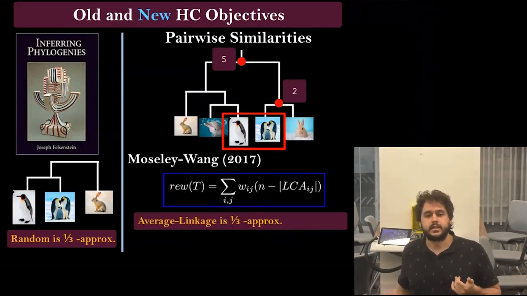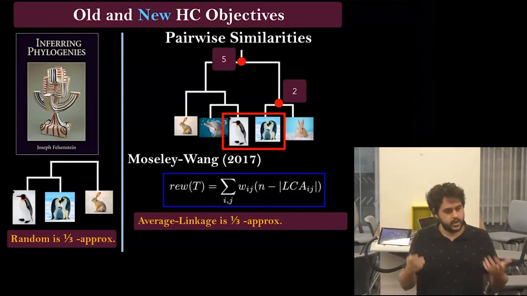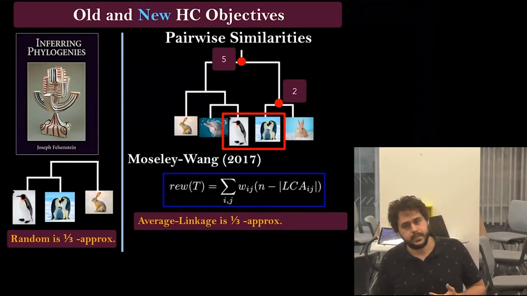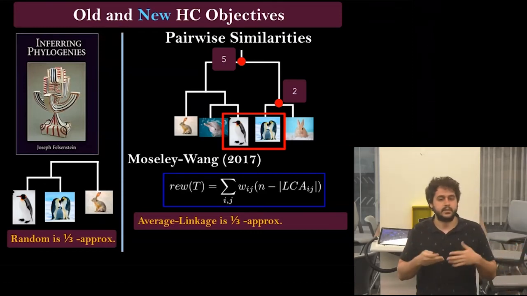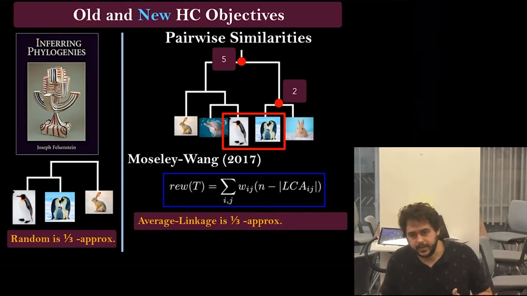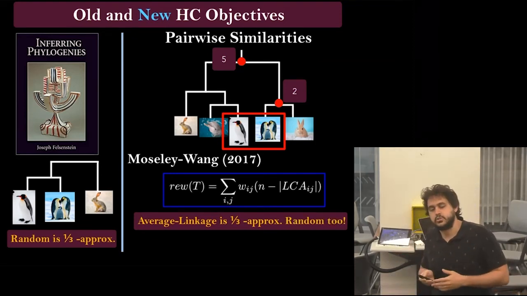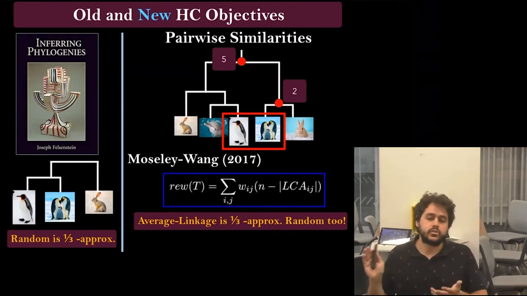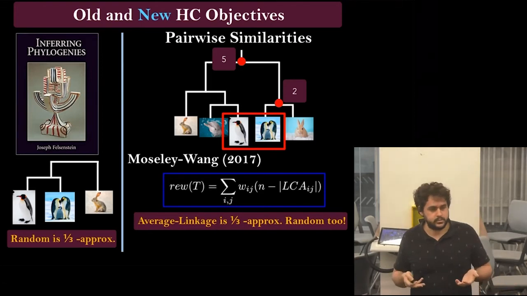And now for this objective, one of the nice things was that average linkage gets a 1/3 approximation. Average linkage, I didn't tell you what it is, but it's a very popular technique for hierarchical clustering. Perhaps the bad news associated with this was that a random algorithm, a random tree, will again be a 1/3 approximation.